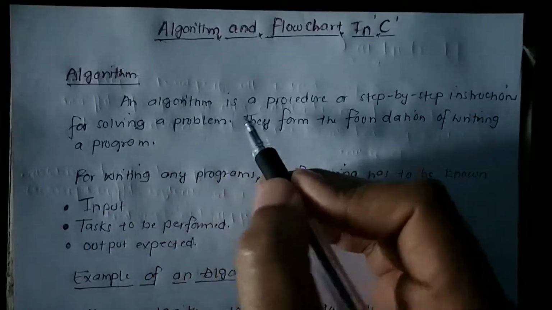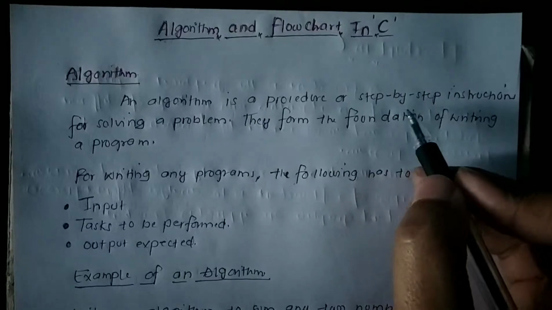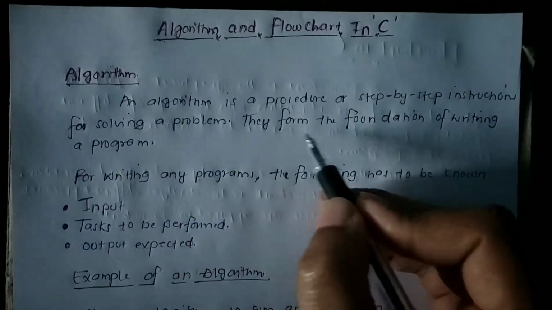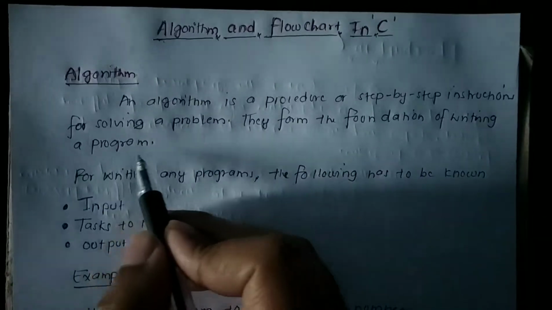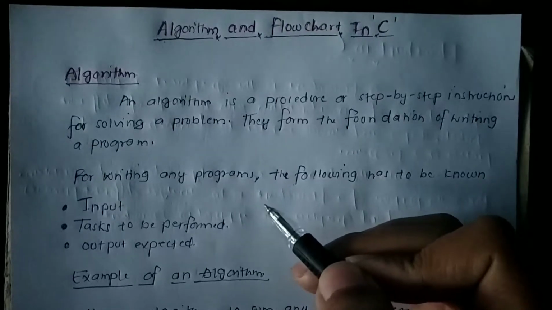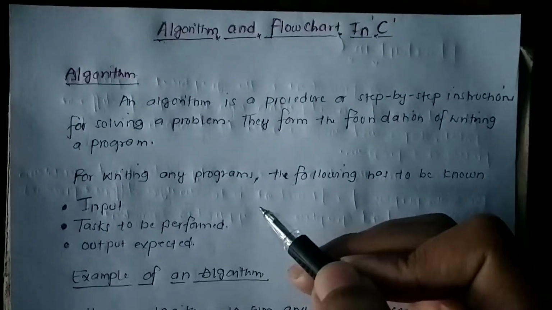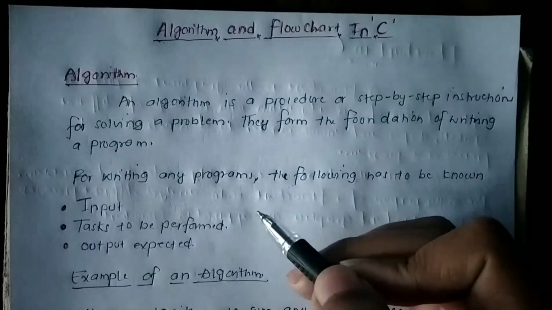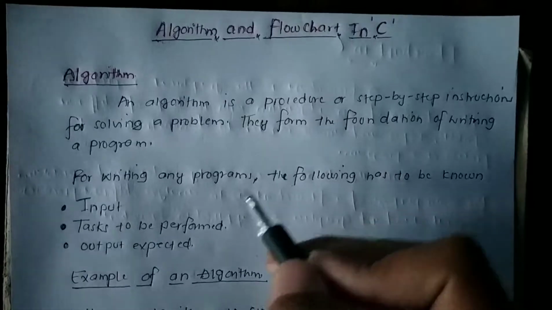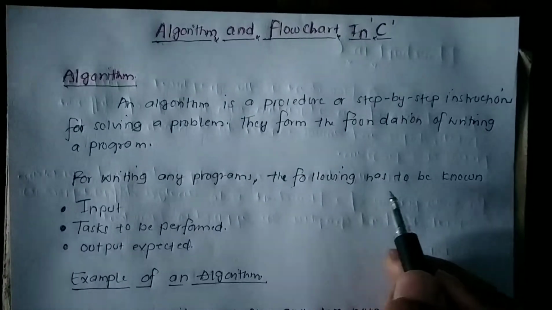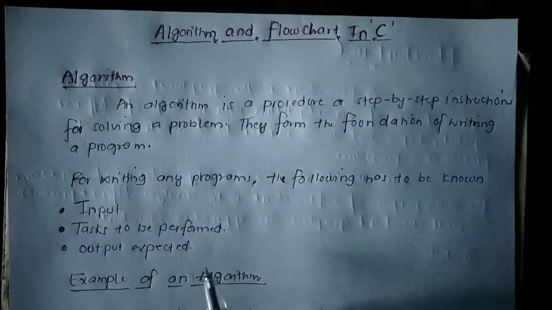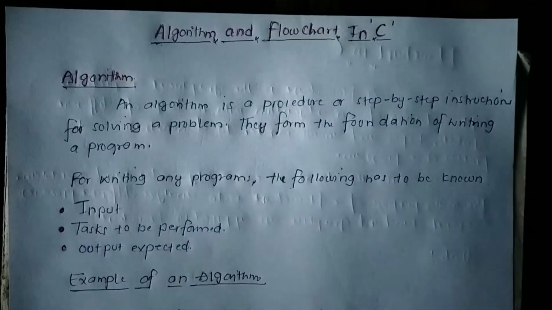An algorithm is a procedure or step-by-step instructions for solving a problem. They form the foundation of writing a program. An algorithm is step-by-step instruction for solving a problem. We use algorithm by step-by-step solving any particular problem. For writing any programs, the following has to be known, such as input, task to be performed, output expected. Let us see the algorithm with an example.